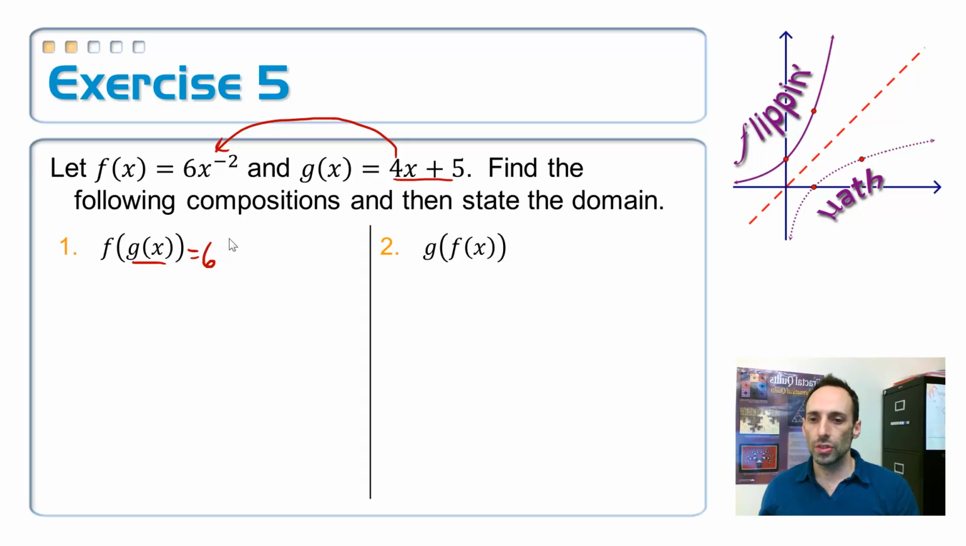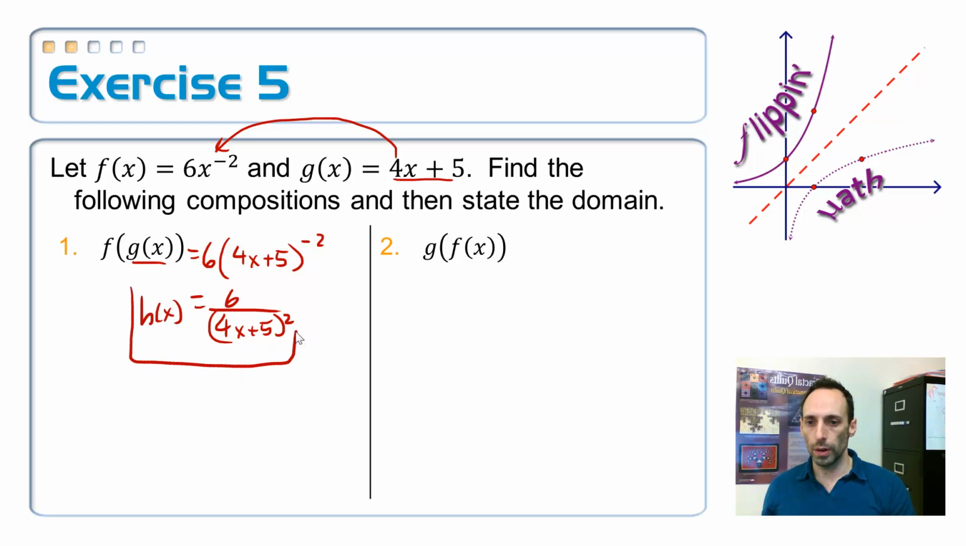So I have 6 on the outside. On the inside, instead of having the x on f of x, I'm going to stick in 4x plus 5, and all of this raised to the negative 2 power. So let me write this in a way that we've seen before, something like 6 over 4x plus 5, all of this squared. So here is our new composed function, right? I took g of x and I stuck it in for x in f of x.